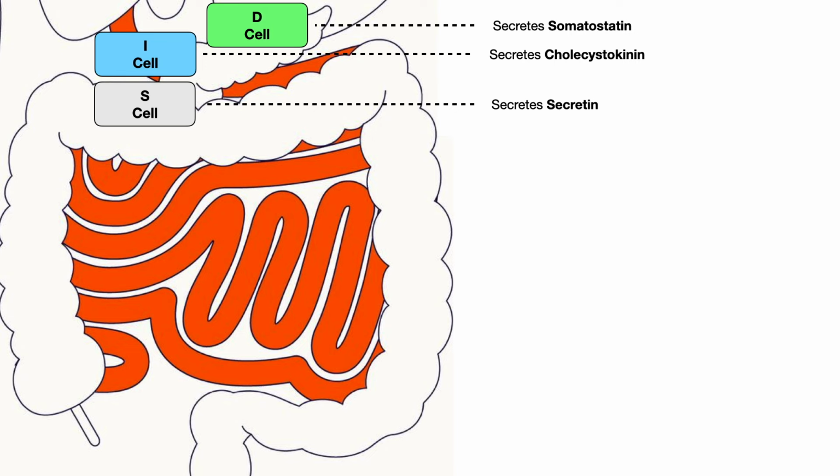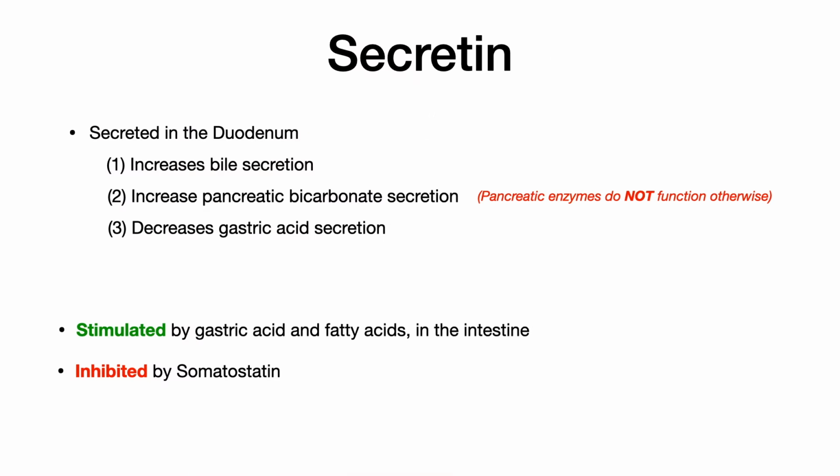Now let's talk about the S cell. The S cell is going to secrete secretin. And secretin is secreted in the duodenum. And this is going to increase bile secretion. It's going to increase pancreatic bicarbonate secretion. And that's important because without pancreatic bicarb, the other pancreatic enzymes don't work. So it's very important that secretin does its job if we're going to go through this digestive process.